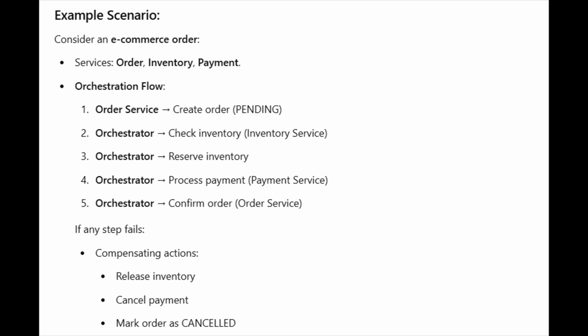Example scenario. Consider an e-commerce order. Services: order, inventory, payment. Orchestration flow: Order service creates order, pending. Orchestrator checks inventory, inventory service. Orchestrator reserves inventory. Orchestrator processes payment, payment service. Orchestrator confirms order, order service. If any step fails, compensating actions: release inventory, cancel payment, mark order as canceled.